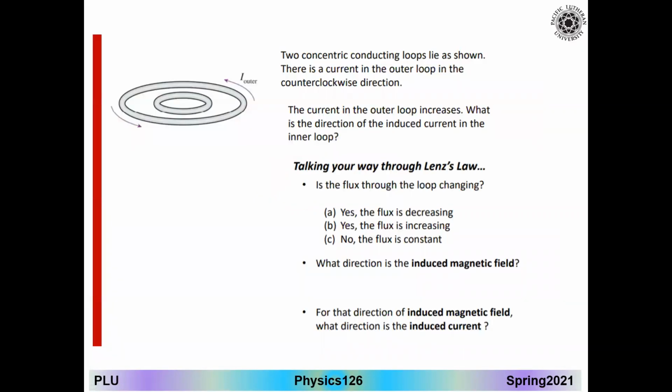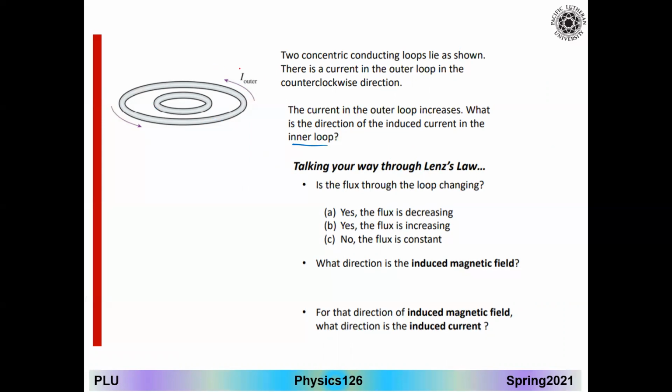In this example, we have two loops, and the current goes through the outer loop, and that current is gonna be increased. What is the direction of the induced current in the inner loop? We're gonna talk about it from the perspective of Lenz's law. What happens? The first thing, when I have the current, we're gonna use the right hand rule to find the magnetic field produced from the outer loop.